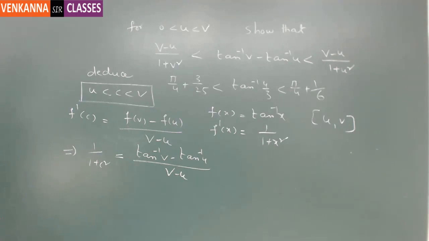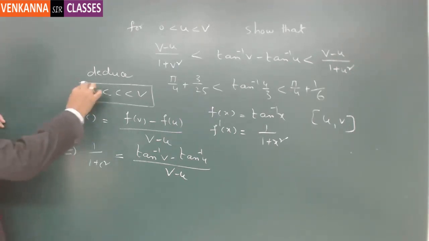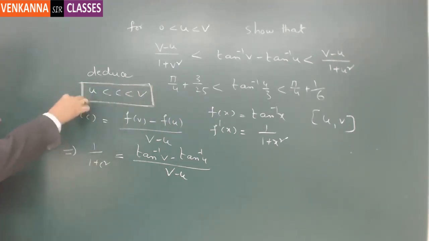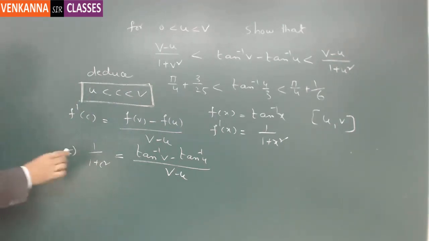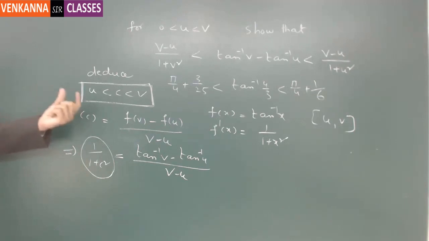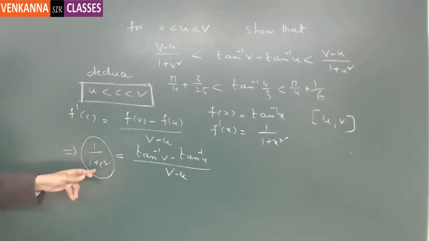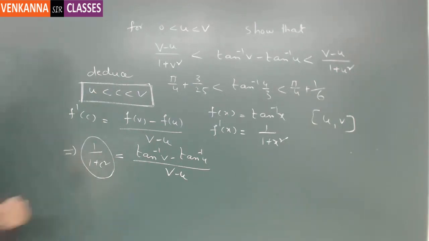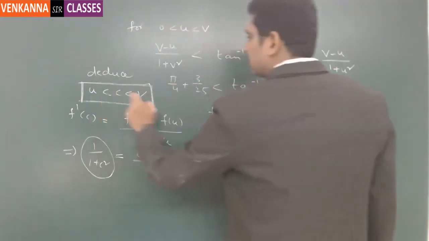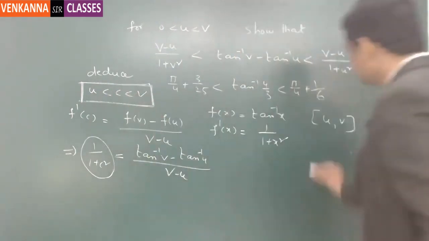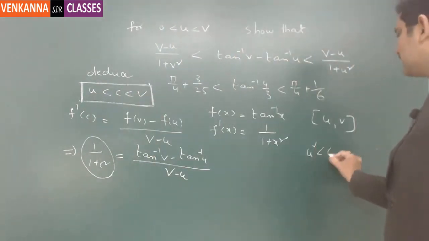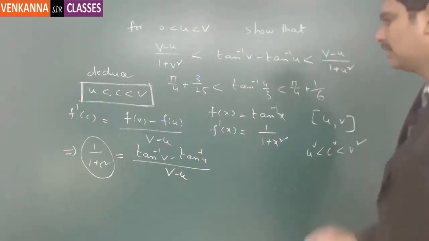Right. So using this inequality, c is lying between u and v. So you are going to go for the construction based on f dash of c value, so that you are going to substitute an inequality in place of 1 by 1 plus c square. Now, since it is c square, you square this on both sides. So you will have u square is less than c square is less than v square.